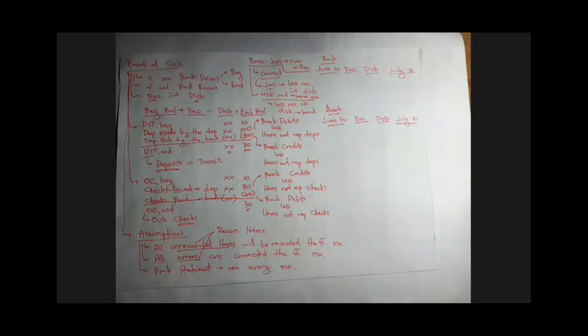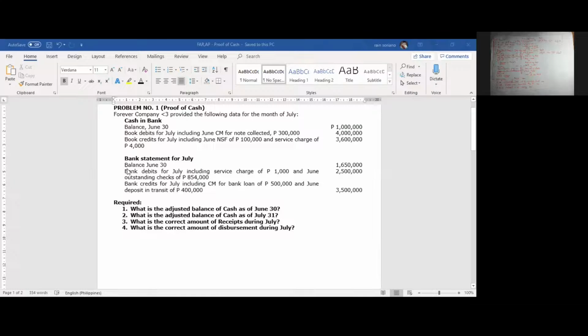So to apply lahat ng sinabi ko sa inyo, let's now move on to illustrative problem number 1. A company provided the following data for the month of July. Cash balance as of June 30 is 1 million. So lalagay ko dito 1 million pesos. Book debits for July, including June CM for note collected of 300,000, is 4 million. Ano nga ulit ang book debits? Book debits are receipts ng book. So receipts of the book is equal to 4 million pesos. Then book credits, that's the disbursement of the book, that's 3.6 million.